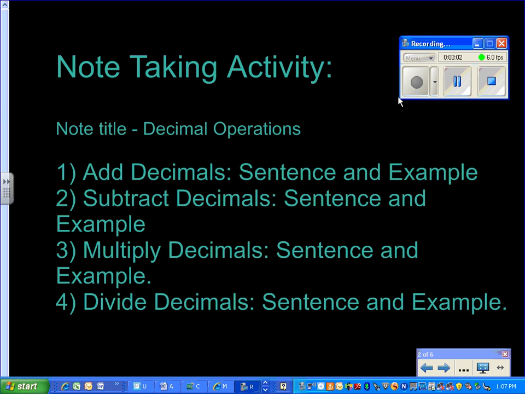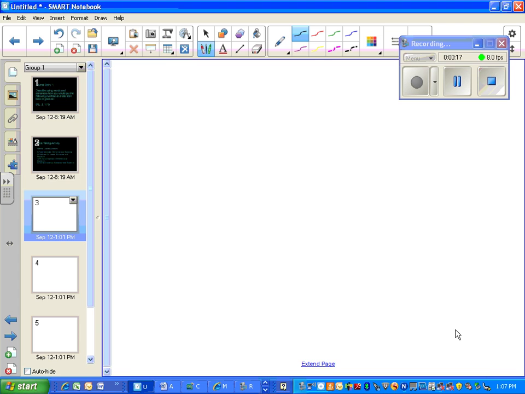Today I'm going to go through adding, subtracting, multiplying, and dividing decimals all together. I'm just going to take one at a time. For each one, I'm going to give you a sentence describing how it's done and then show you how it's done. So, first one, adding decimals.